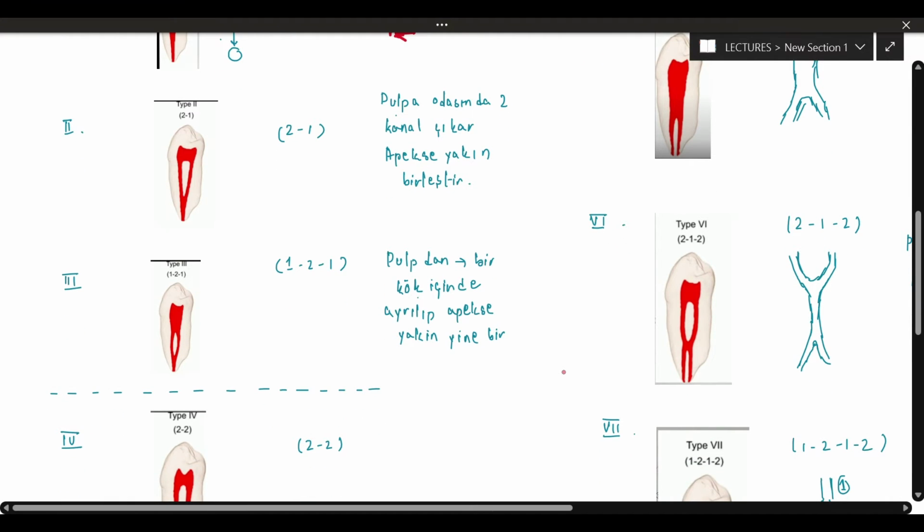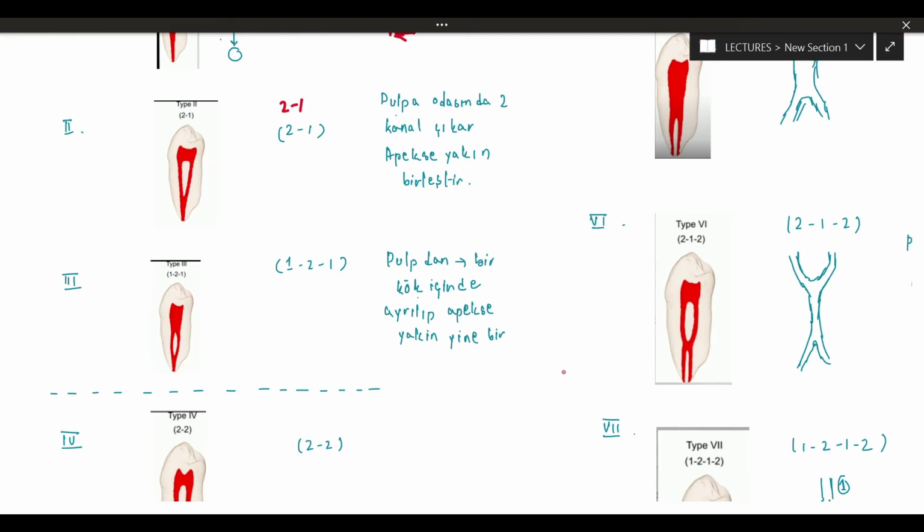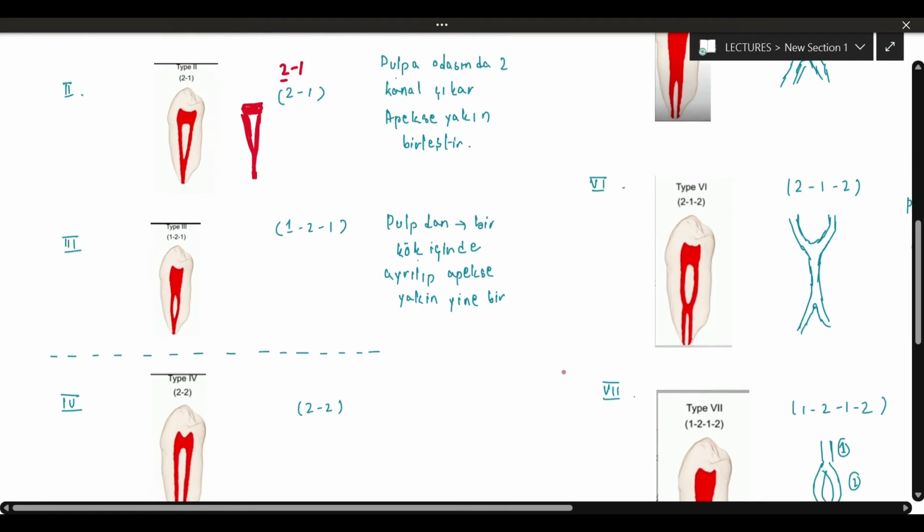Now coming to class 2, its code is 2-1. In this classification, two canals leave the pulpal chamber, but as we have discussed, from class 1 to class 3, only a single canal will leave at the end. So on reaching the apex, on reaching the apical foramen, the two canals join with each other and converge to form a single canal again. So this is the second classification.